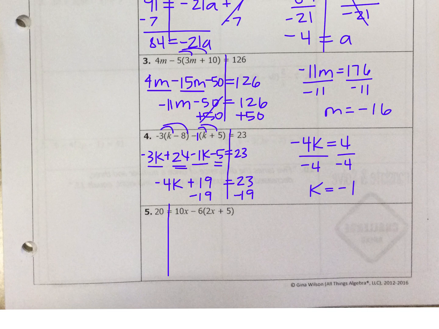I would like you to try to do this one on your own. Remember, the first step is to distribute. Then you'll combine the like terms that are over here on the right. And then you'll start moving stuff back and forth. When you finish number 5, flip over to the next page.